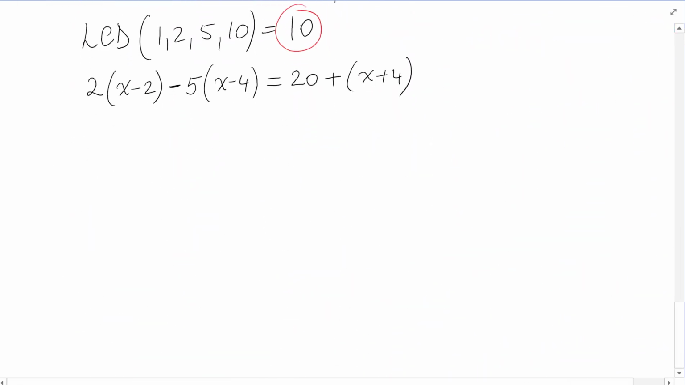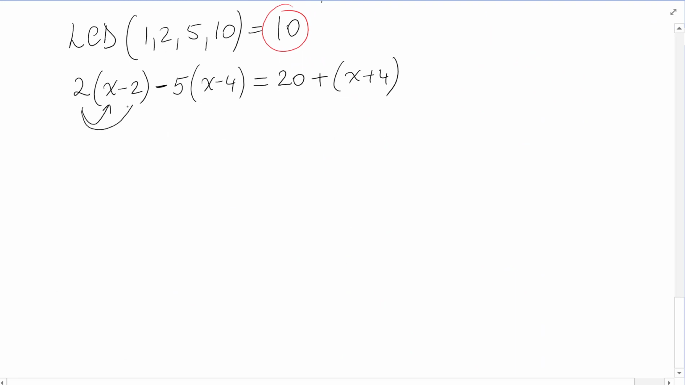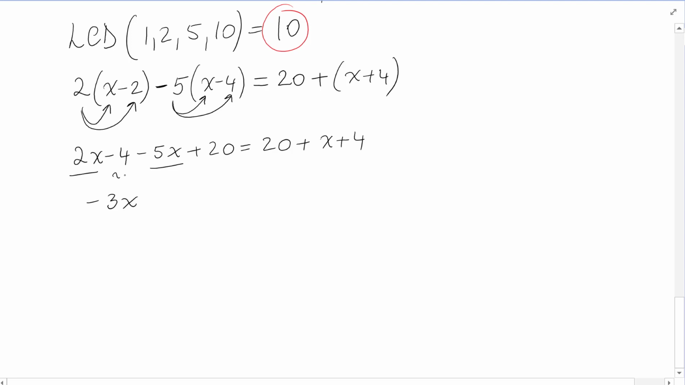So let's do that. 2 times x, 2 times negative 2. So we get 2x minus 4. Minus 5 times x is negative 5x. Negative 5 times negative 4 is plus 20. Equals 20 plus, and we can open the parentheses here. So let's add like terms. 2x minus 5x is negative 3x. Negative 4 plus 20, that's 16, equals x plus 20 plus 4 is 24.